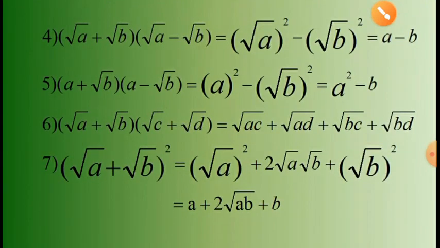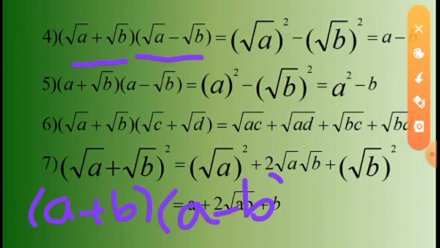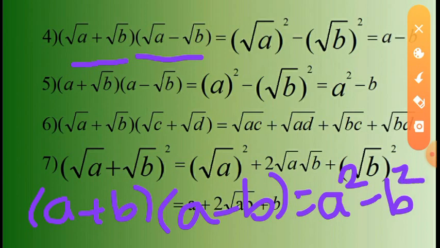Okay. Next identity: it is root of A plus root B into root of A minus root B. Have you remembered A plus B into A minus B? What was the identity? Yes, it was A square minus B square. The same thing, check whether here it is root A plus root B into root A minus root B. Yes, both are the same. So what it was? A square.